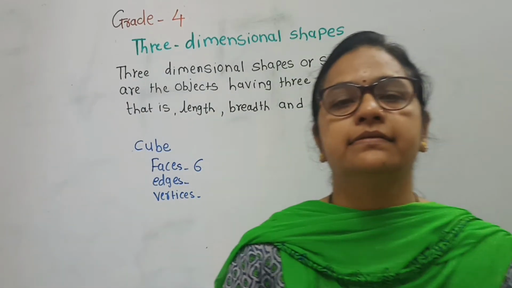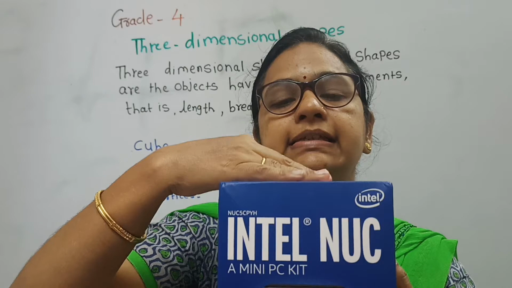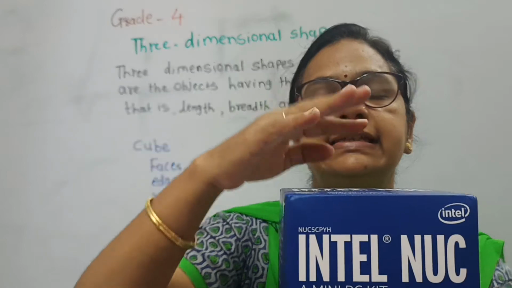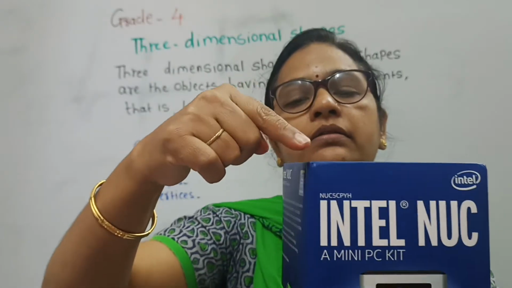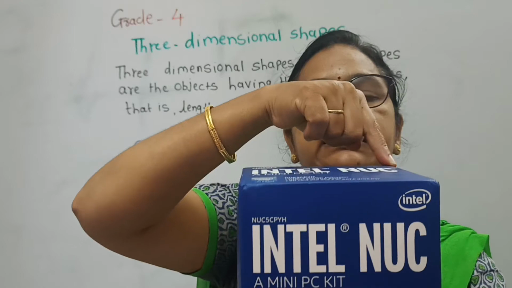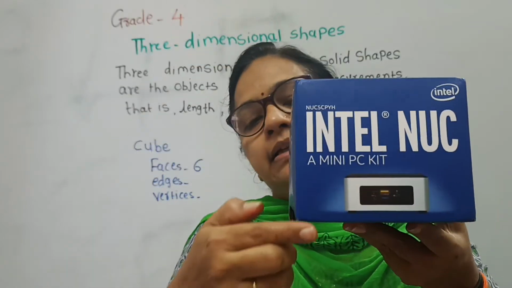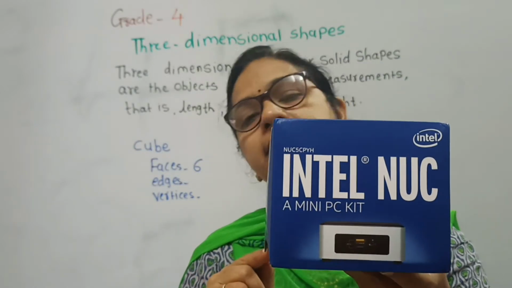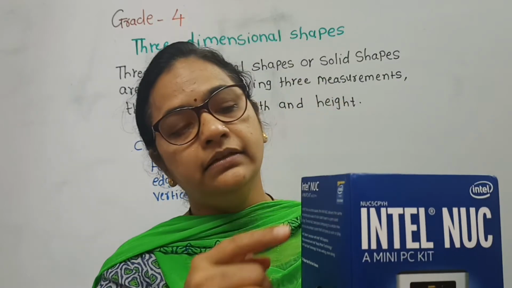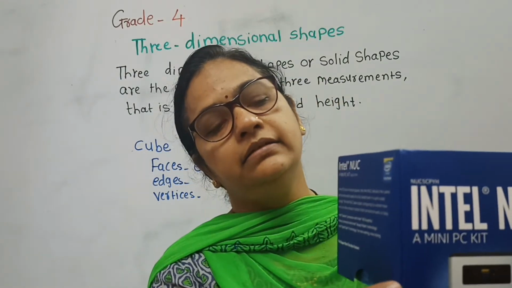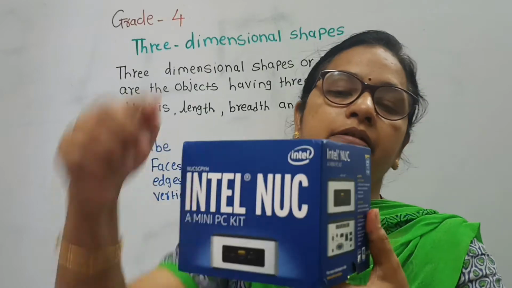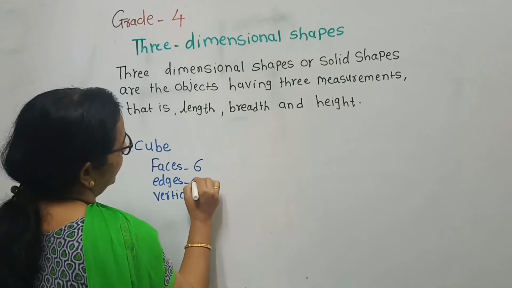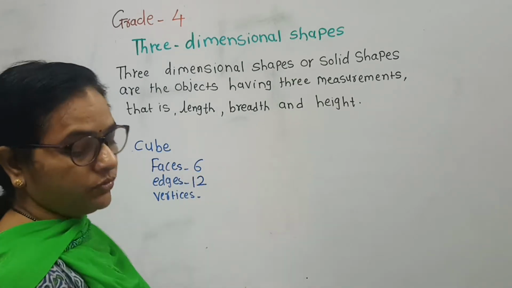Now edges. Yes, you know the faces joined, this line is called an edge. So how many edges does this cube have? 1, 2, 3, 4, upside. Then 5, 6, 7 and 8. Yes. So then 9, 10, 11 and 12. So children, how many edges does a cube have? A cube has 12 edges.